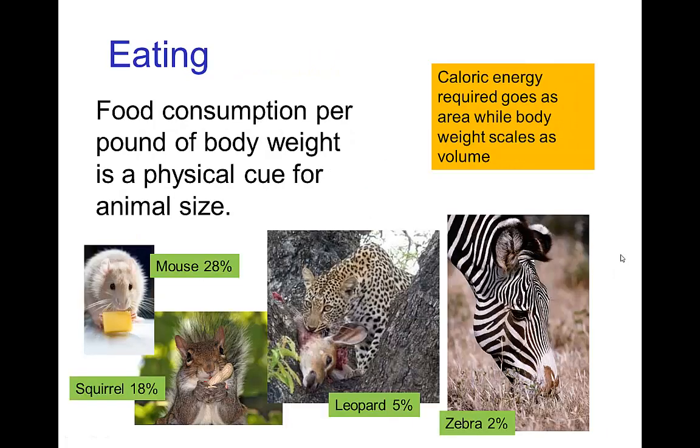And this is also related to the fact that food consumption per pound of body weight scales with different animal sizes. So something small like a mouse has to eat 28% of its body weight daily. Something like a zebra only has to eat about 2%. And this is because the caloric energy that's required is proportional to area, but the body weight goes as volume. So relative to their size, small animals are voracious eaters.